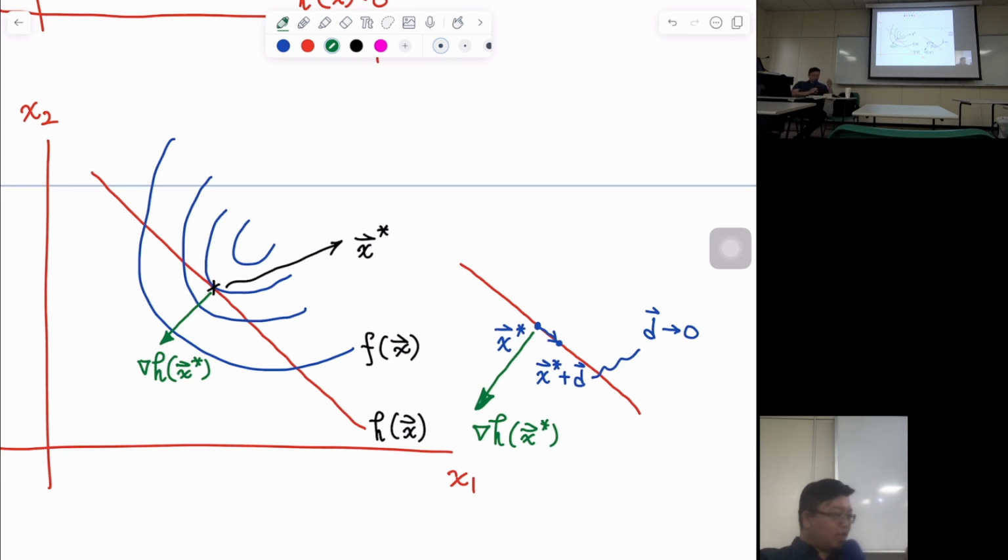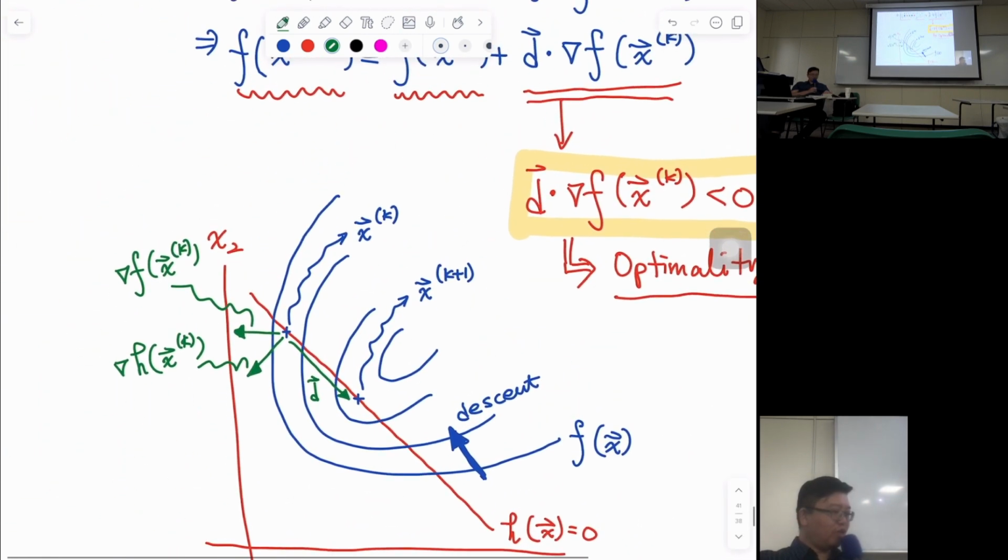What's interesting about the gradient of f is that the contour is tangent to the point. When we are very close or right on the optimal, our position x star is right at the tangent point. If you evaluate the gradient of f at x star, we also have a perpendicular vector, gradient f at x star. So both of them are parallel to each other, right at the tangent point.